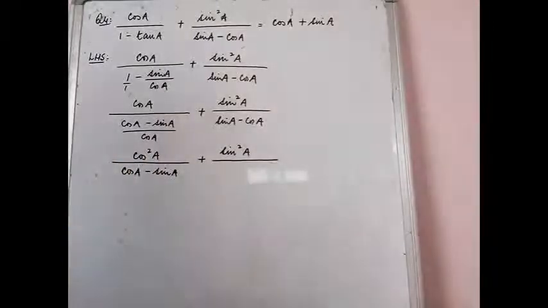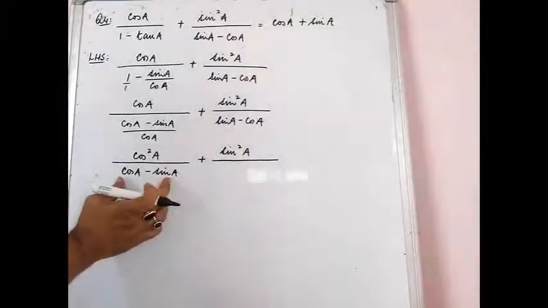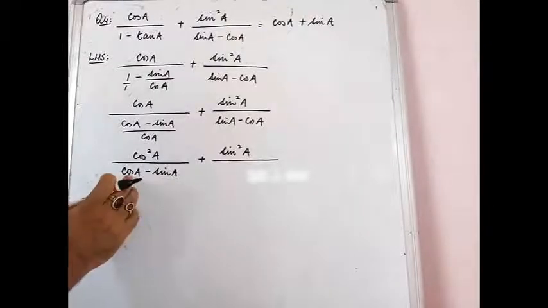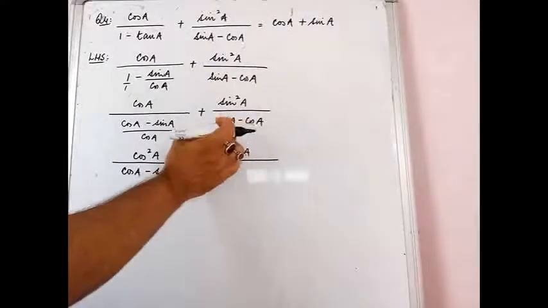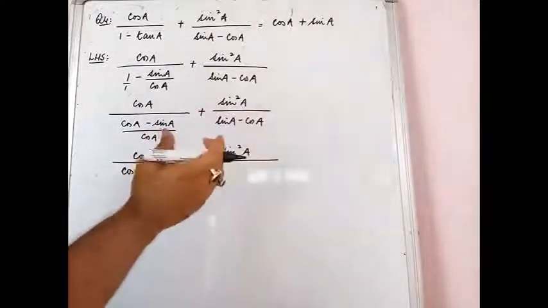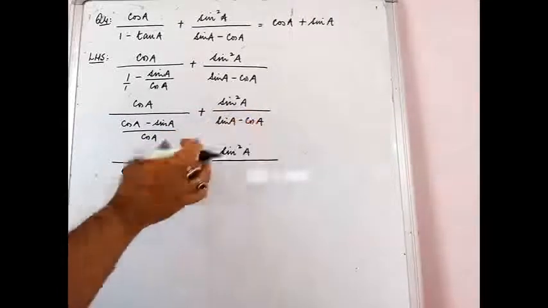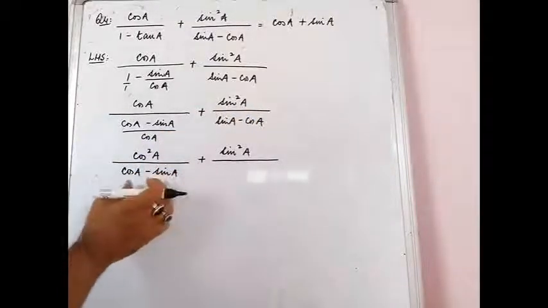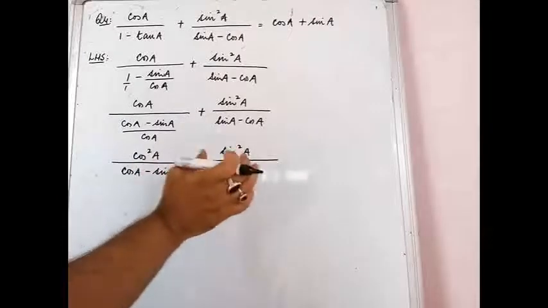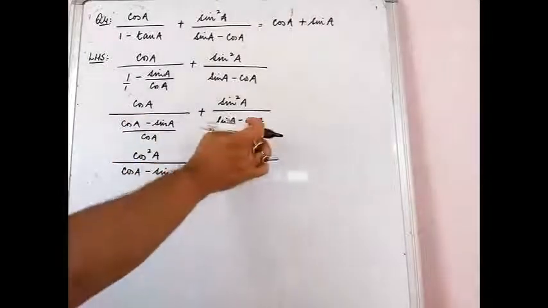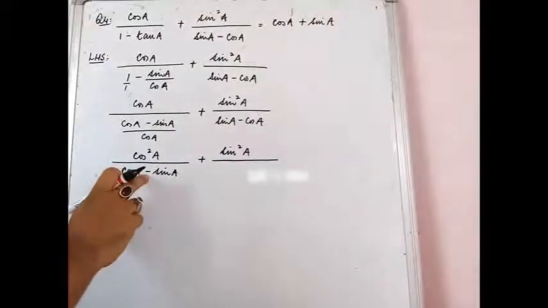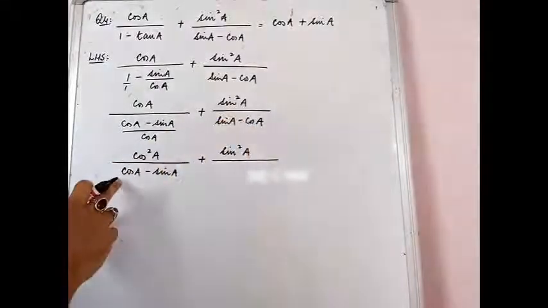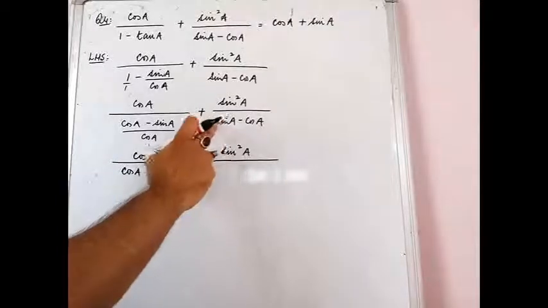now you see, what is the denominator here? The denominator on the left hand side is cos A minus sin A, whereas here it is sin A minus cos A. So if I want to make both these denominators the same, I'll have to change the signs of this. Sin A has to be with a minus sign, cos A has to be with a plus sign, whereas here it is just the opposite.